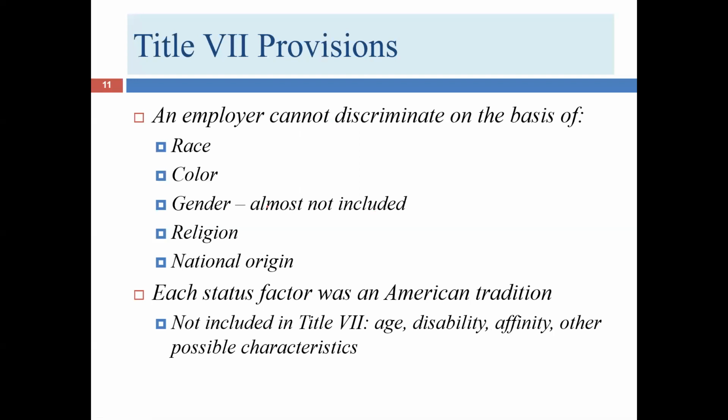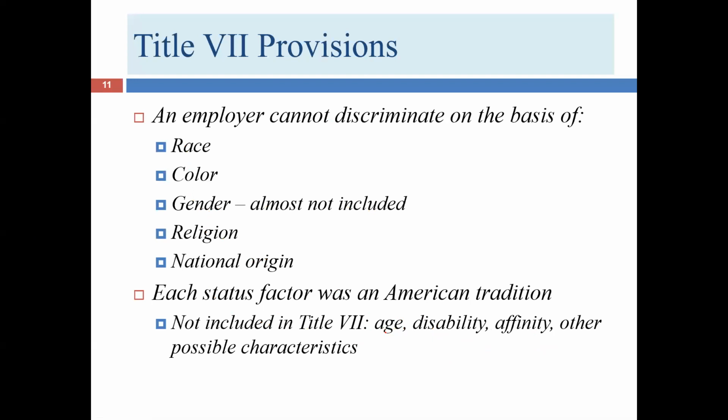There are other protections that we have other than race, color, gender, religion, and national origin. For example, under other statutes, we have protection from age discrimination and disability discrimination, and then in some states there are other types of protections, such as affinity protection. We'll talk more about that later, but these are under other statutes.